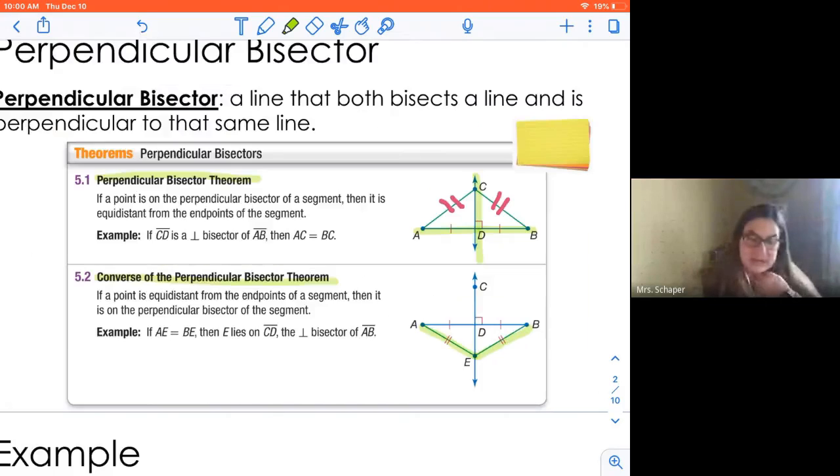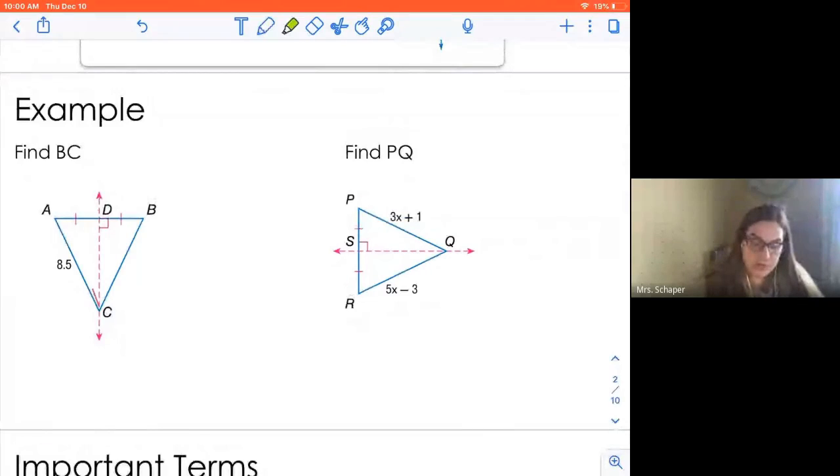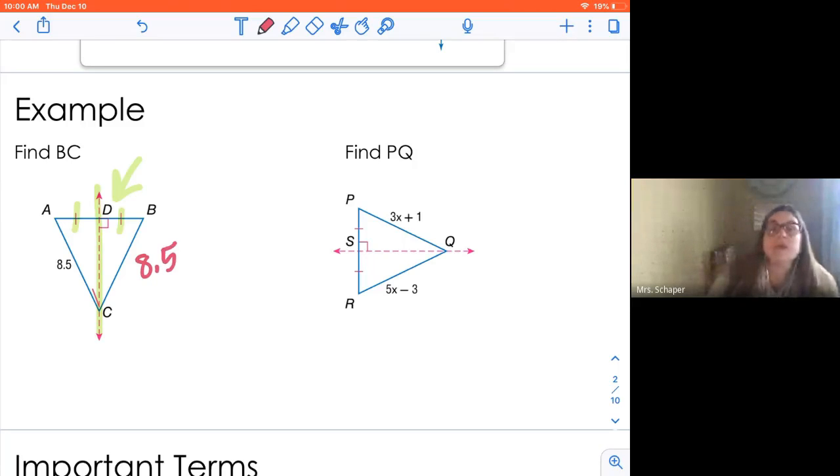So when we're looking at these two examples, and again, pause the video if you need to go through that. When I look at solving this, if I know that CD forms a right angle and cuts AB in half, then I can state that BC is also 8.5 units. When I look at PQ, again, if I know that SQ is the perpendicular bisector to PR, then we can state that PQ is congruent to RQ.